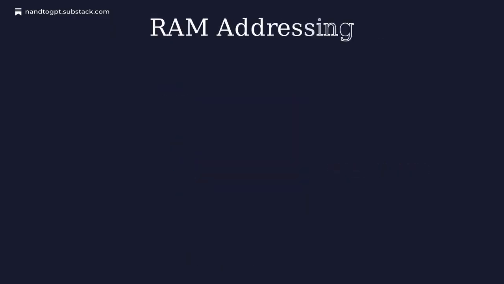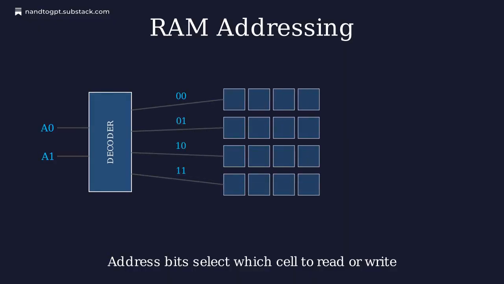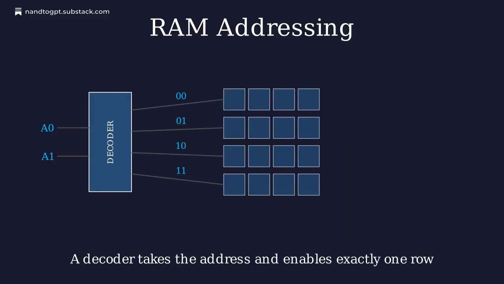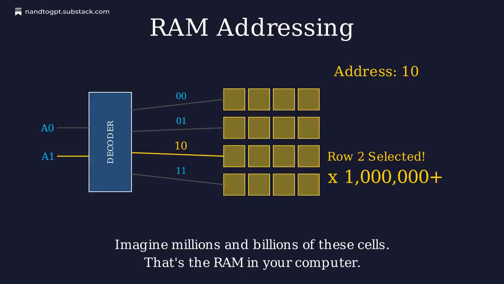With 2 address bits, we can select 4 locations. A decoder takes the address and enables exactly 1 row. Address 10 lights up the 3rd location. Imagine millions and billions of these cells. That's the RAM in your computer.